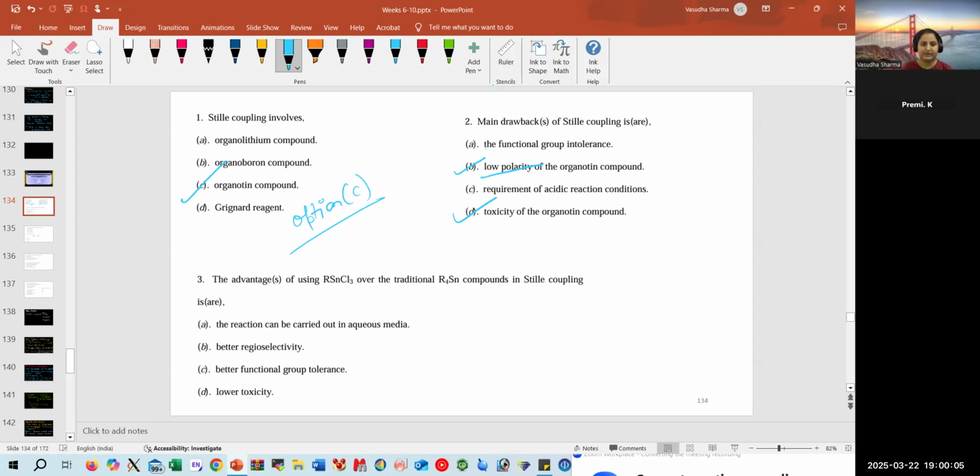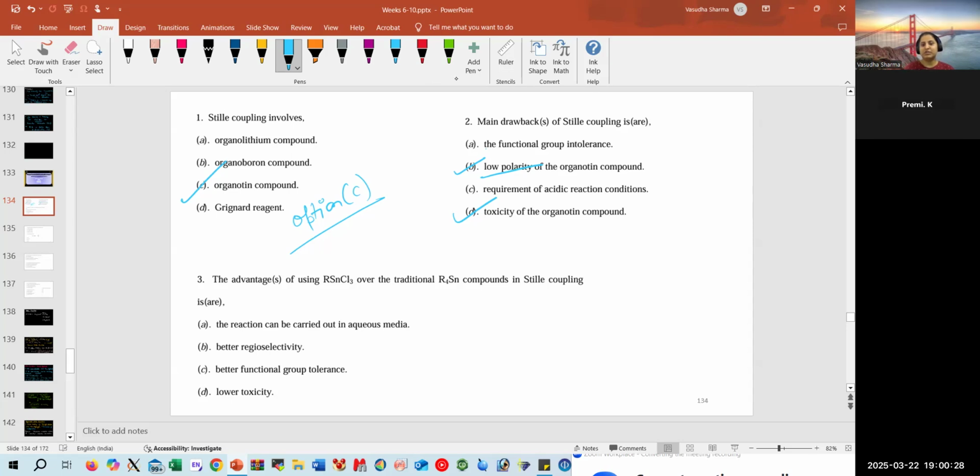Okay, ma'am. So another question is: the advantage or advantages of using, again, an organotin compound over the traditional R4Sn compounds in the Stille coupling reaction. So what do you think? Maybe the reaction can be carried out in aqueous media.